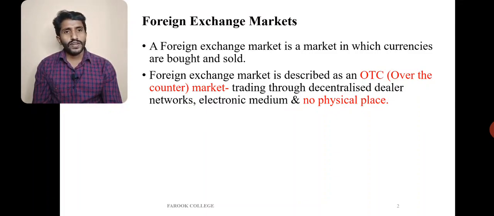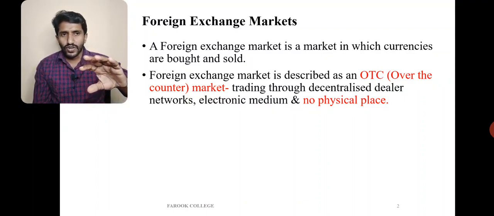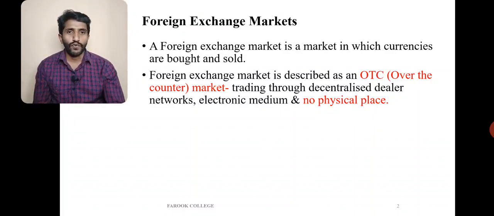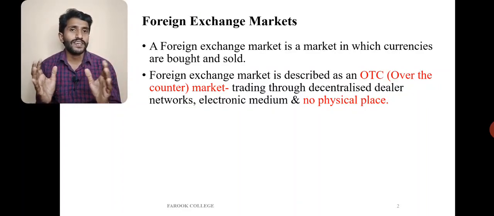Okay. So the foreign exchange market is described as an OTC market, or over the counter market. Do you know what an OTC market is? An OTC market is a market in which trading happens through decentralized dealer networks. So all the transactions happen through decentralized dealers, not through any official platform, but through the dealers. And also it is not a physical market. There is no physical market as such.